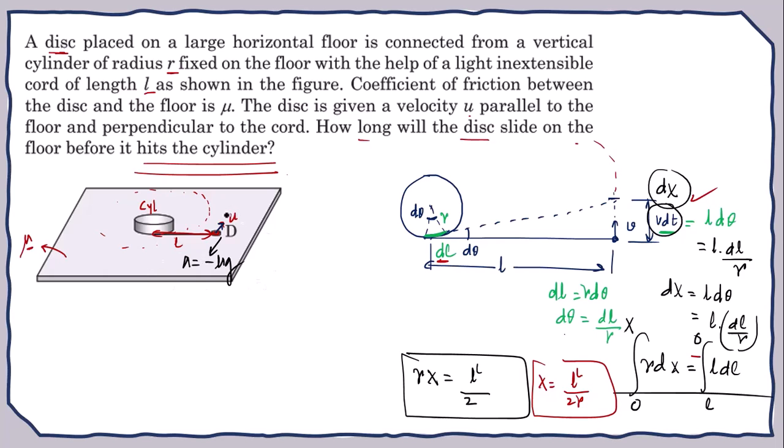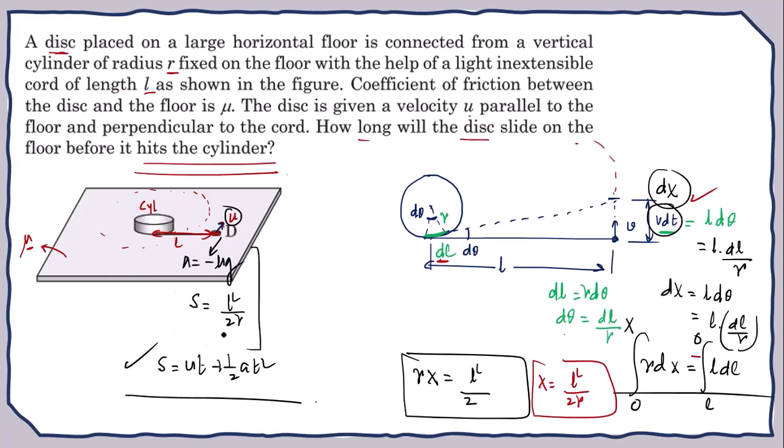Now the initial speed of the disk is u. The retardation is mu g and the distance traveled is s, which is L square by 2r. If I put in these variables and apply the equation s equals ut plus half at square, to calculate how much time it will require to finally touch the cylinder again, then on simplification, L square by 2r, that is s, should be equal to u into t minus half at square, which is mu g into t square by 2.